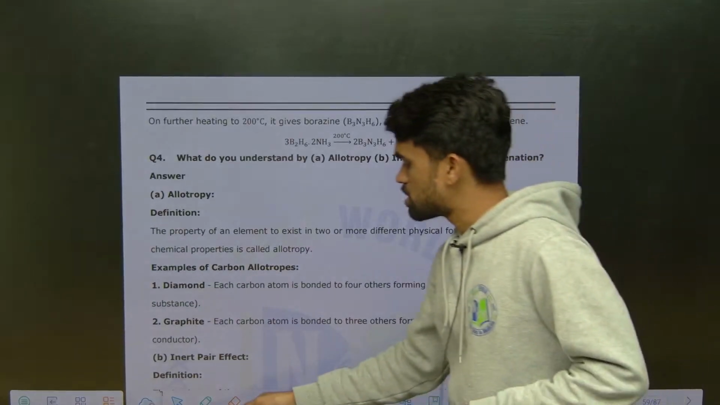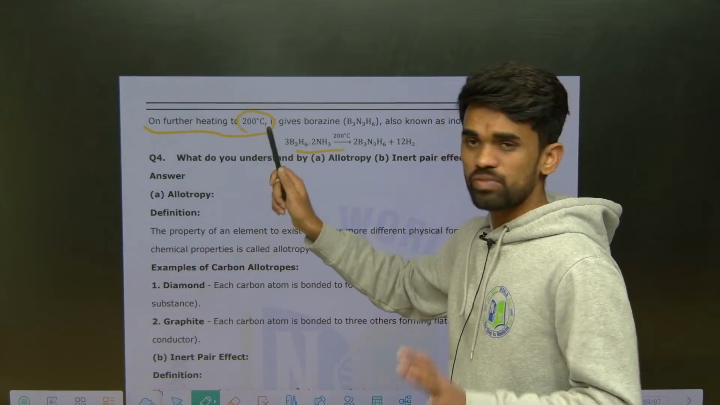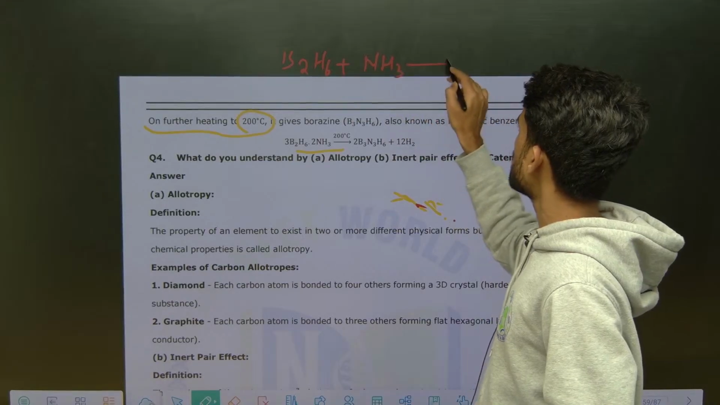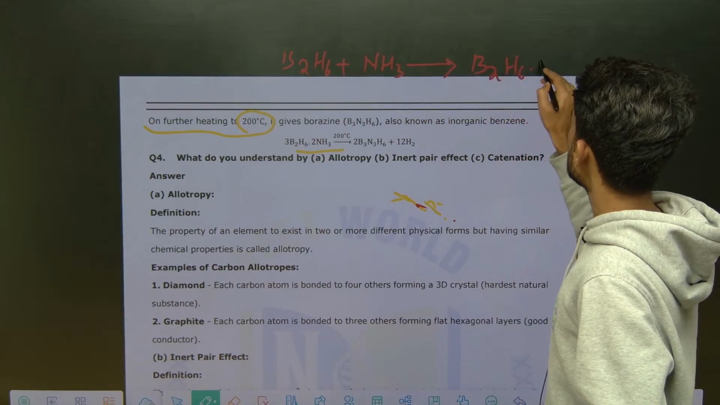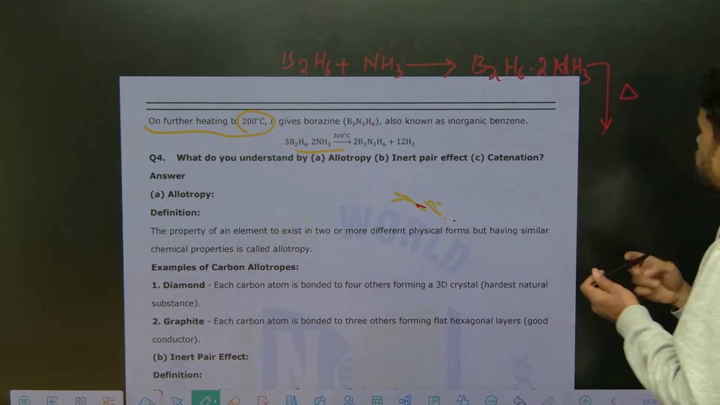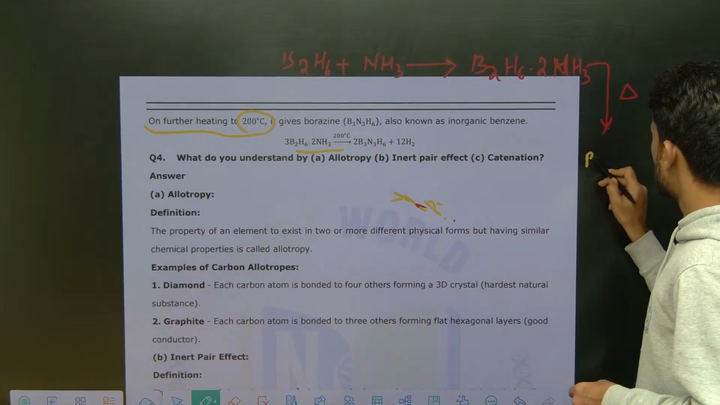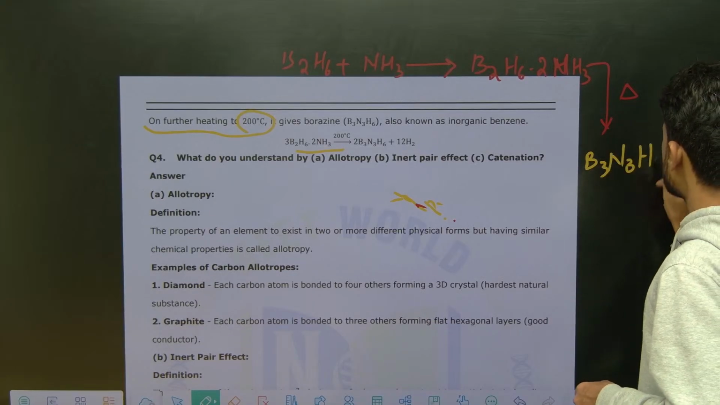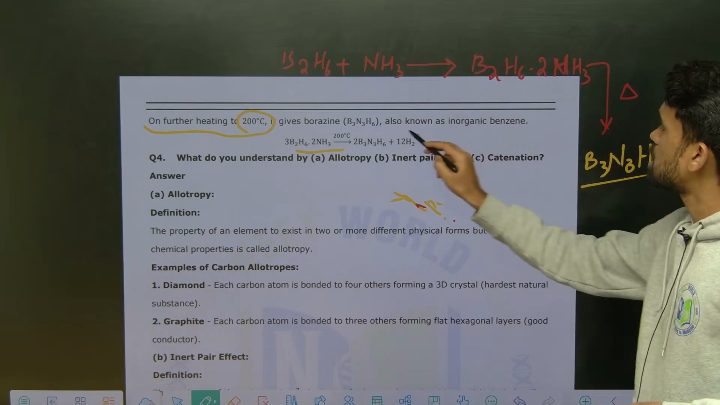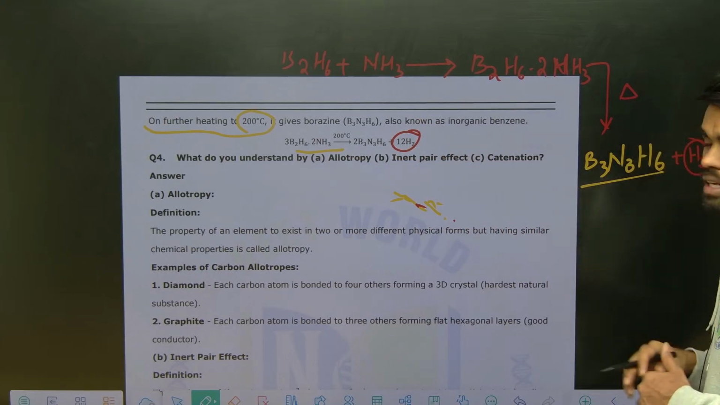So this B2H6 dot 2 NH3, whatever we have got here, on further heating to 200 degrees Celsius forms borazine. What is the formula of borazine? B3N3H6 is the borazine, and hydrogen gas is released here. The gas released is also very important. Try to balance the reaction and write it properly during the exam.